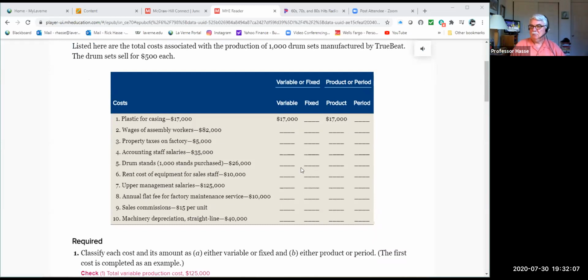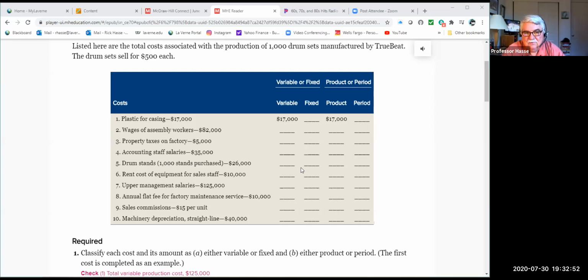Okay, now let me explain product or period. Variable and fixed we just went through. Variable are costs that are affected by volume. Fixed are costs that stay the same that are not affected by volume. What's a product cost? A product cost is a cost directly associated with what you're doing, a drum set. Is this expense or cost part of the manufacturing of your product? A period cost would be a cost that is not associated with the product. It's a period cost. And we'll see that as we go through this.